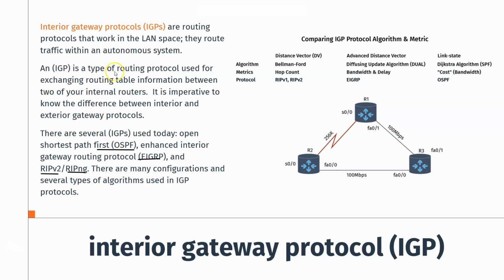So the IGP is the routing protocol used for exchanging route table information between two of your internal routers. Know the difference between interior and exterior gateway protocols. The exterior gateway protocol is BGP, and it's called a path vector protocol. The interior gateway protocols: RIP v2. There are actually two versions of RIP. RIP v1 is a classful protocol. RIP v2 is a classless protocol. And then we have EIGRP.